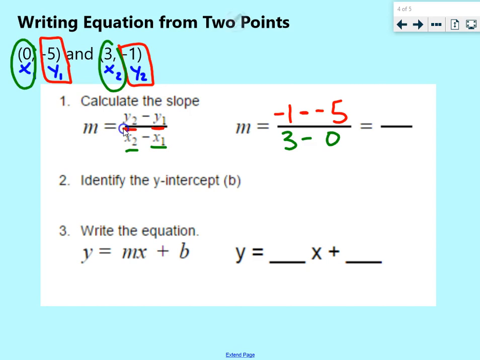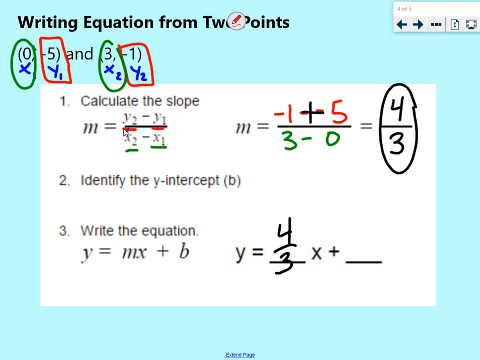Do the operations. We have -1 minus -5. That double negative becomes a positive. -1 plus 5 is 4. 3 minus 0 is 3. So we have our slope. Our slope is 4 over 3. I'm going to put that in my slope blank right now. Then it goes next to the x.